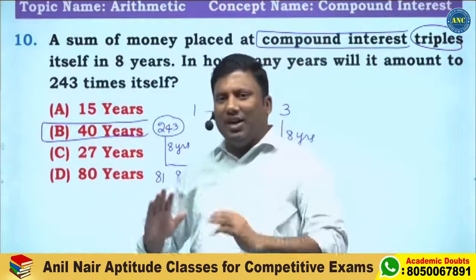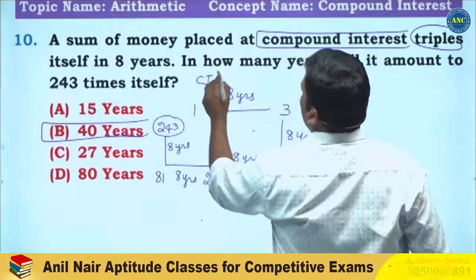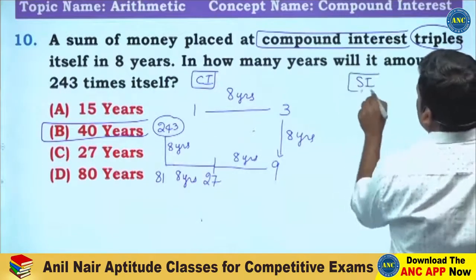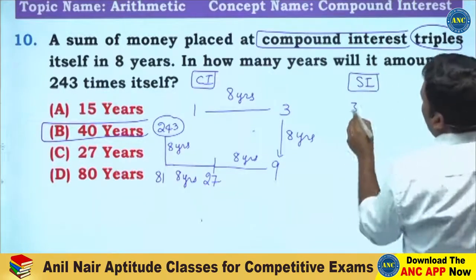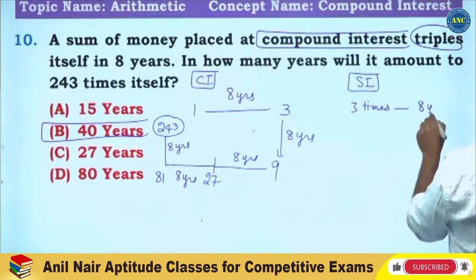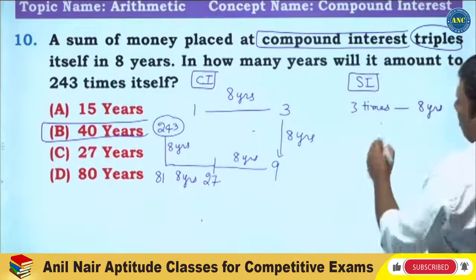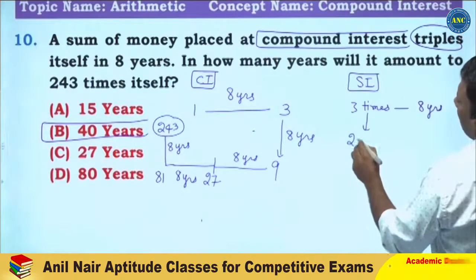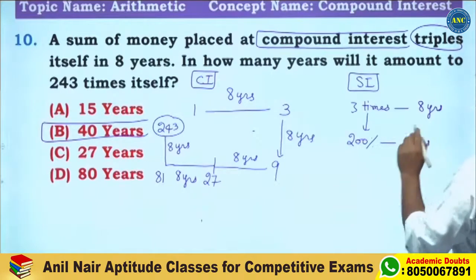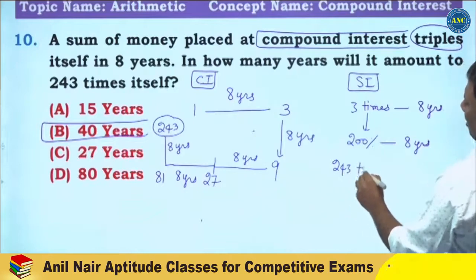Very, very easy. In compound interest problems, just read the question. If the same question is asked in SI, a certain sum becomes 3 times in 8 years. Final value is becoming k times the initial value. Overall percentage increase will be 200% in 8 years. But I want 243 times.